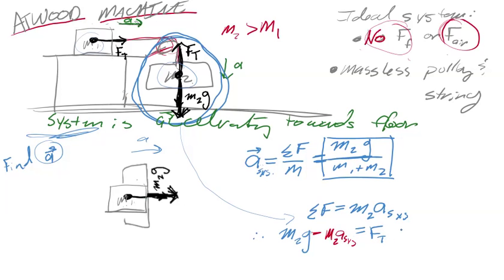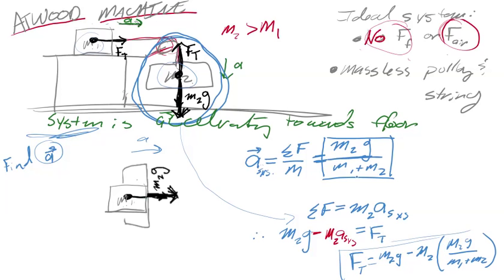If you want to get really fancy with this, you could go M2G minus M2 times M2G over M1 plus M2, and all of that equals the force of tension. So either way, as long as you draw arrows and show me that you knew that. So that's how you solve for the force of tension.